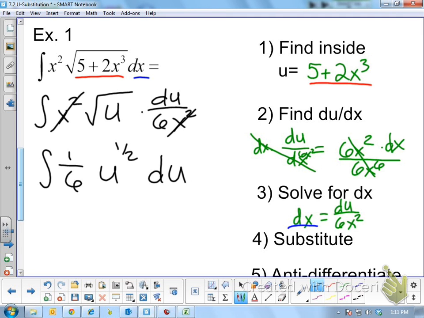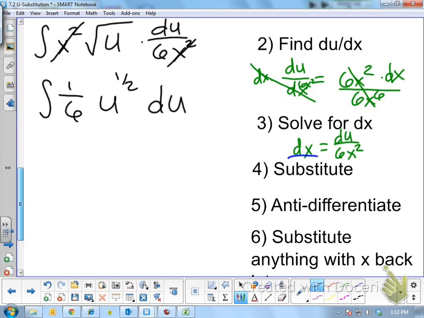The whole purpose of that whole process was to get it to something I could integrate. Do we know how to integrate u to the 1/2? Yes. We do. It's just a power rule problem, or anti-power rule problem. So now we anti-differentiate. I add 1. 1/2 plus 1 is 3/2. And then I divide by 3/2, which is the same as multiplying by 2/3. So we have 1/6 times 2/3.